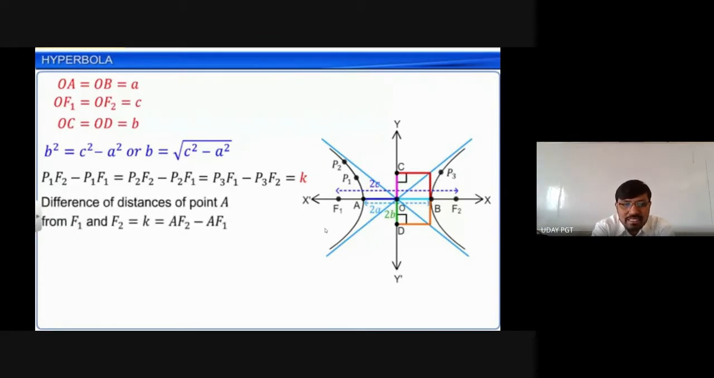So the difference of the distances of the point A from F1 and F2 is k. You consider the differences here. AF2 minus AF1, where AF2 can be written as AB plus BF2, as per the definition of the hyperbola. You consider this as equation number 1.